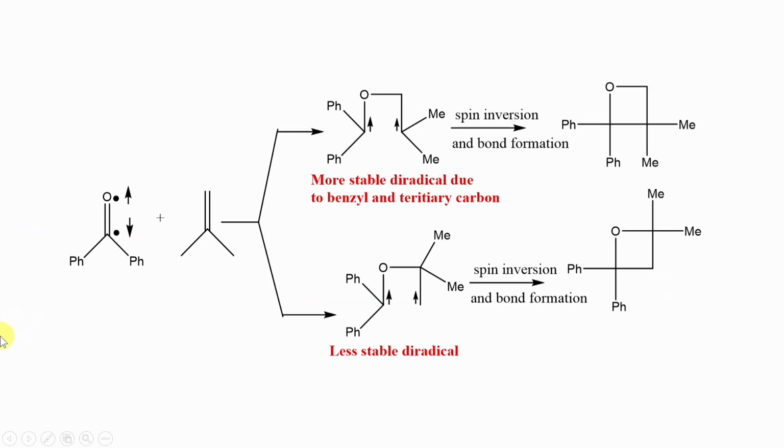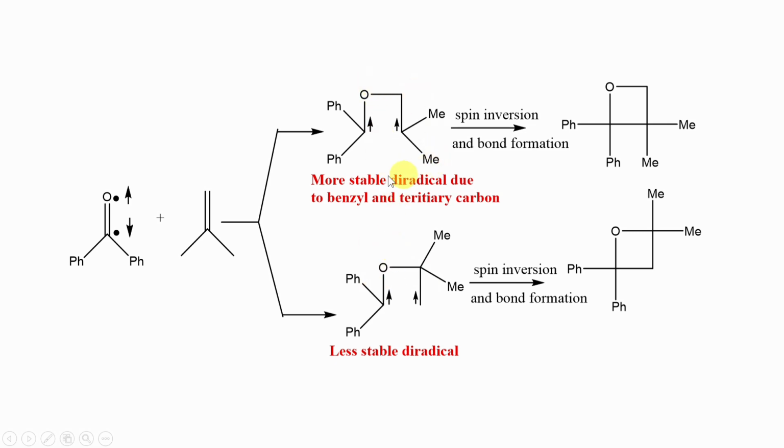The mechanism consists of addition of an excited state of carbonyl to the ground state of the olefin. First of all, this carbonyl compound is excited from singlet to its triplet, and then the triplet, or in some cases the singlet itself, may combine with the olefin in the ground state to form two types of diradicals, either this diradical or this diradical. Either of the diradicals is formed.